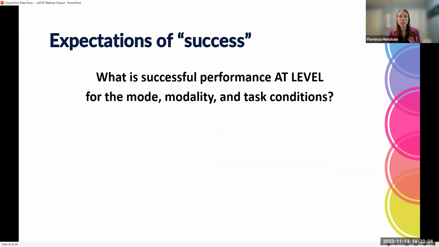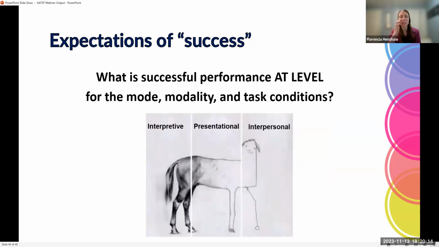And then the other thing that we need to, of course, address is our expectations of success. What do we consider successful performance at level for the mode, modality, and task conditions? And as we said before, we have the input and the output. We know they're going to be doing much higher at input. They're understanding more than they can produce. So we need to have realistic expectations that maybe this is what the picture looks like, that maybe you are aiming higher for interpretive, you're challenging them higher for interpretive, and you're lowering your expectations, if you will, or at least expecting a lower level for interpersonal.